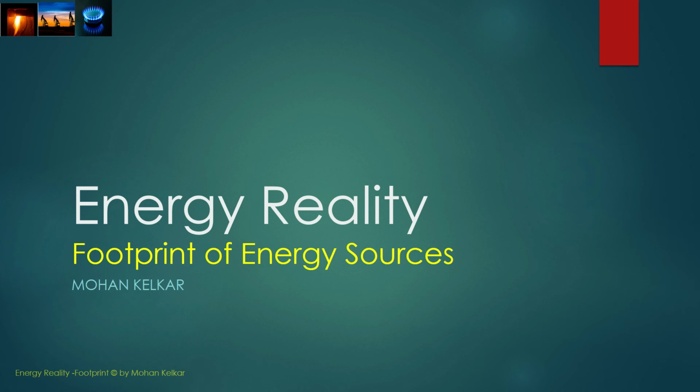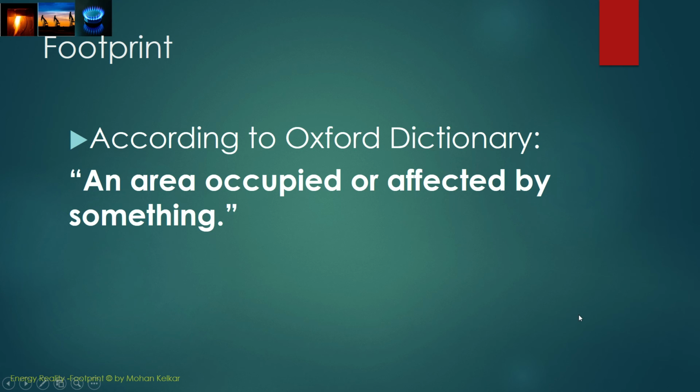In this video, I want to talk about the footprint of various energy resources. According to Oxford Dictionary, the definition of footprint is an area occupied or affected by something. Anytime we extract energy from nature, whether it's subsurface or on the surface, we impact the surface in some way.